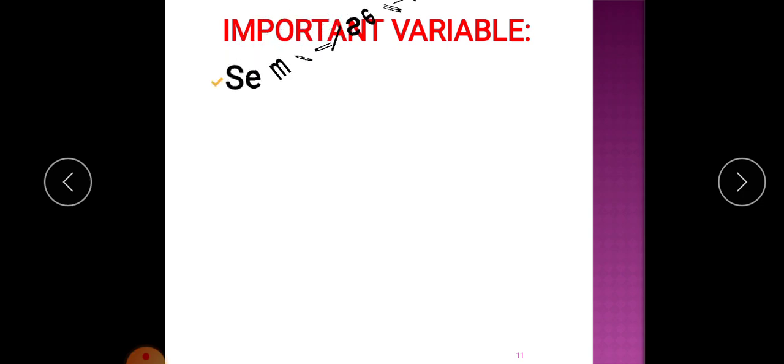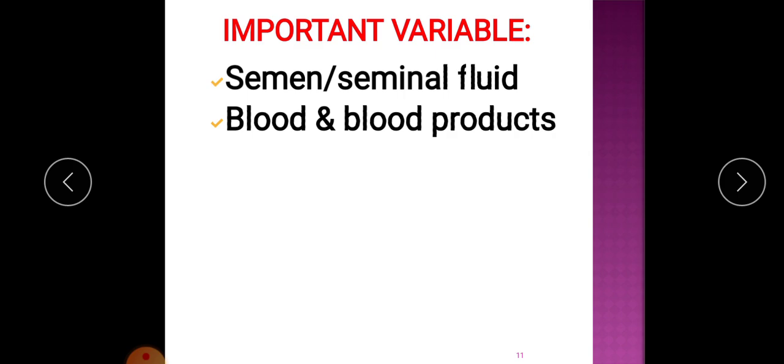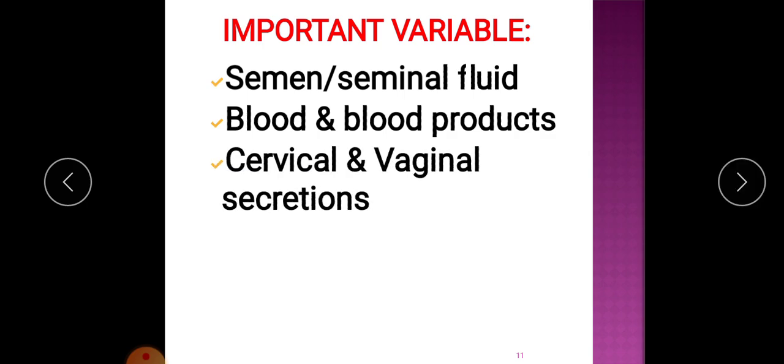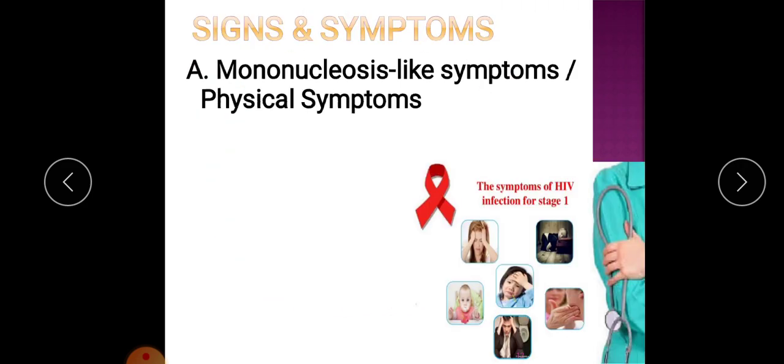So what are the important variables? The semen and seminal fluids. If there's a presence of semen or seminal fluid, then that is a body fluid. Blood and blood products can also be contaminated. Cervical and vaginal secretions can be contaminated. Even the breast milk and amniotic fluid. So with the presence of these blood and body fluids, HIV can be transmitted.